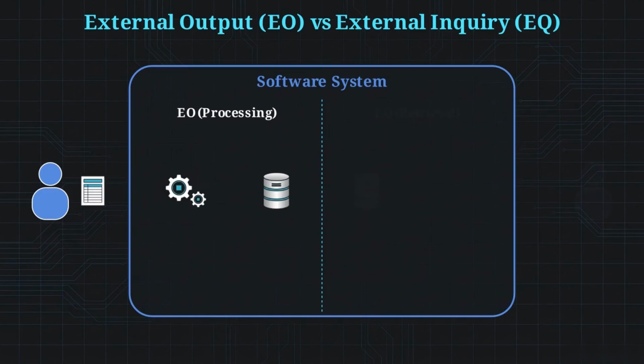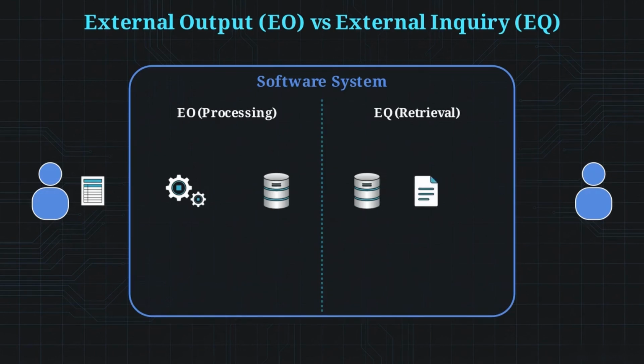Contrast that with an external inquiry, or EQ. This is a simple retrieval of information. The user requests data, and the system displays it without complex calculations. Searching for a student ID to view their current record requires no heavy processing, making it an inquiry rather than an output.